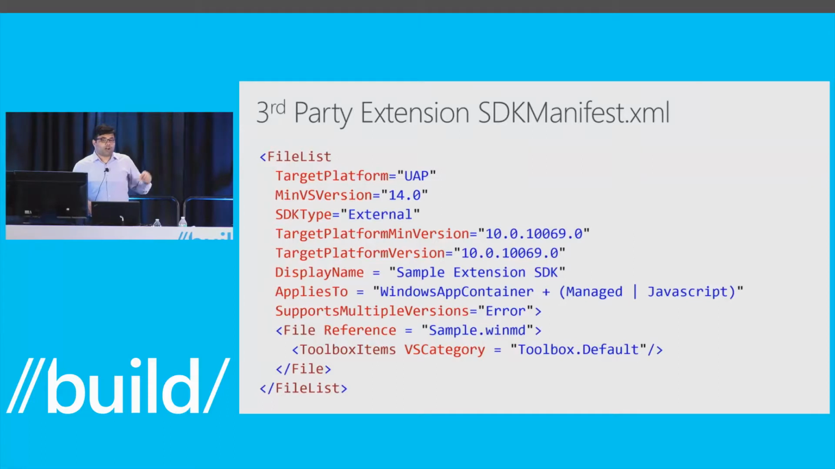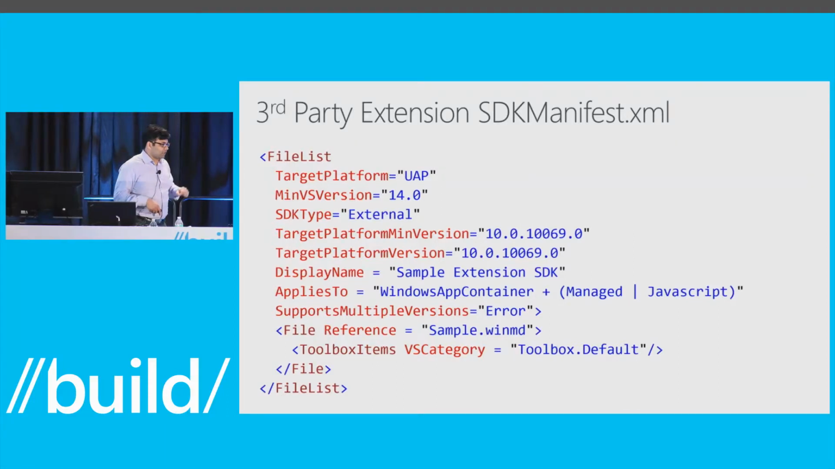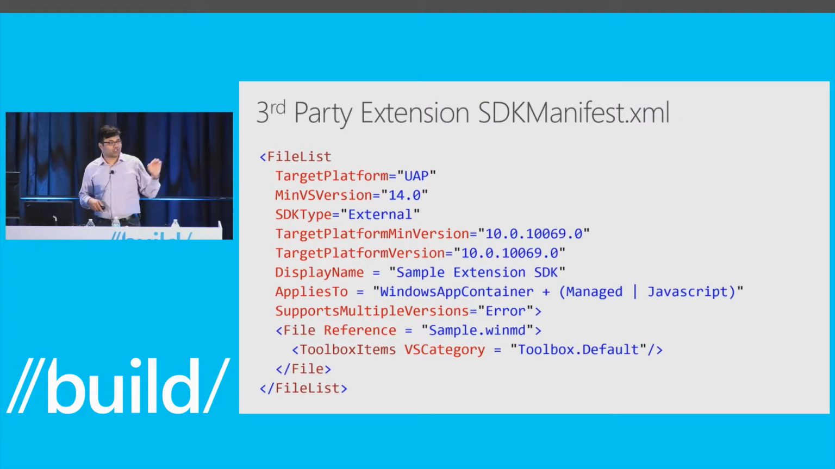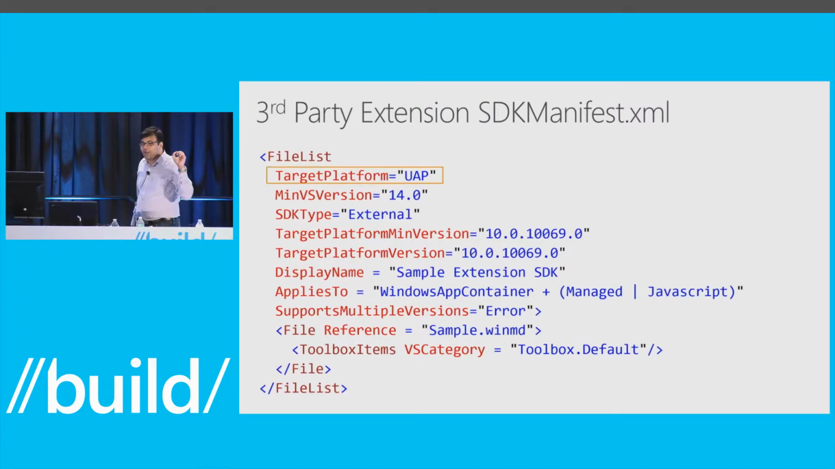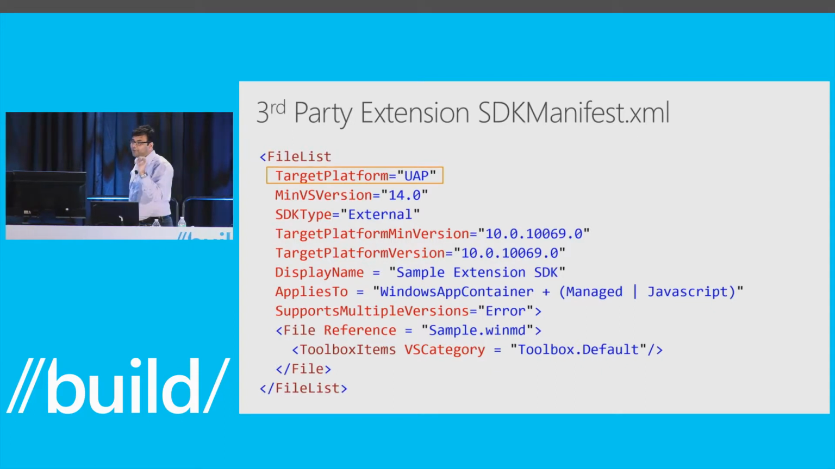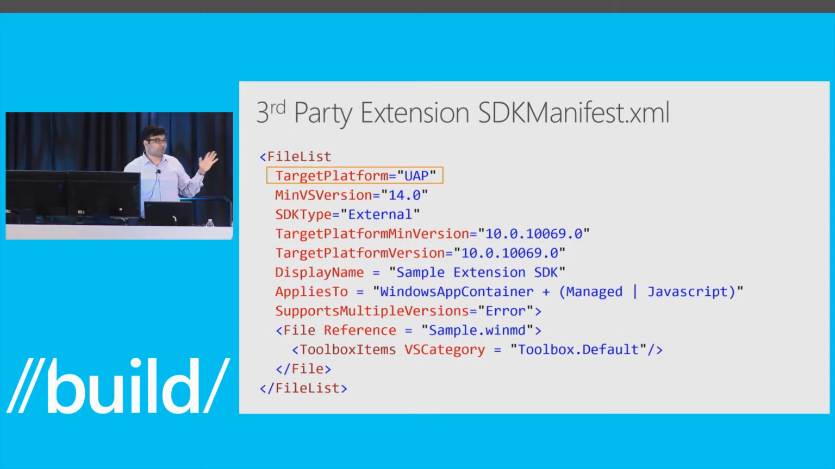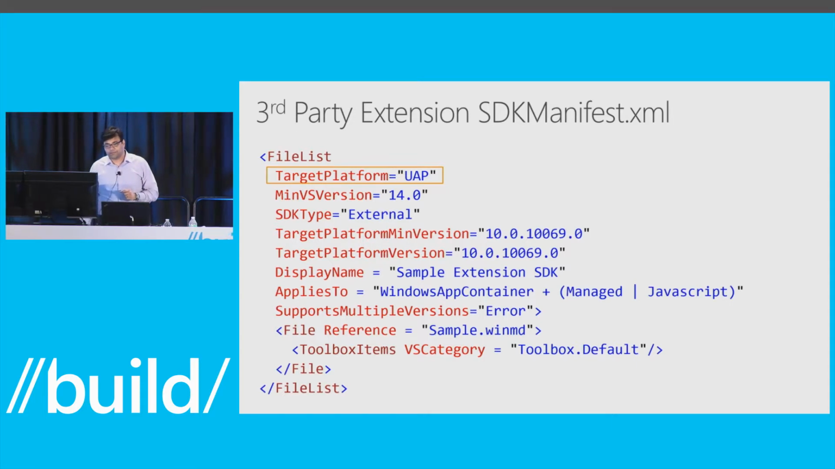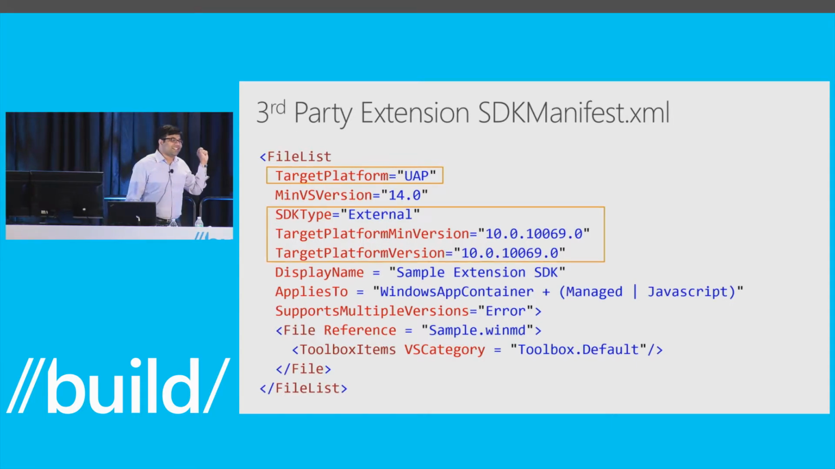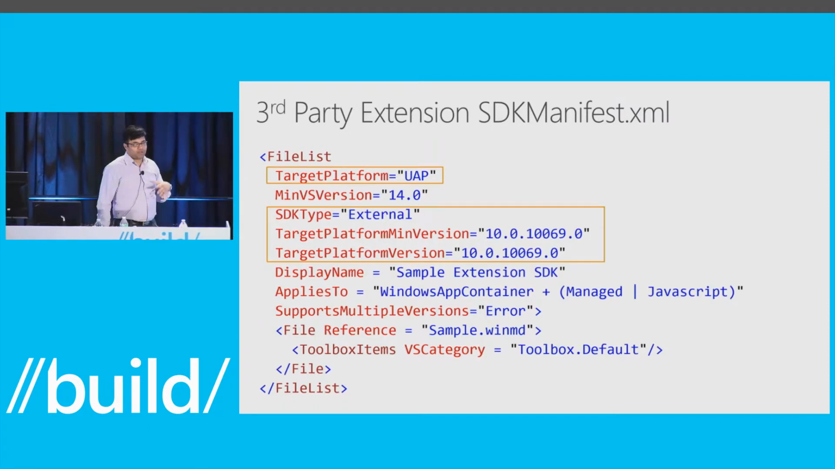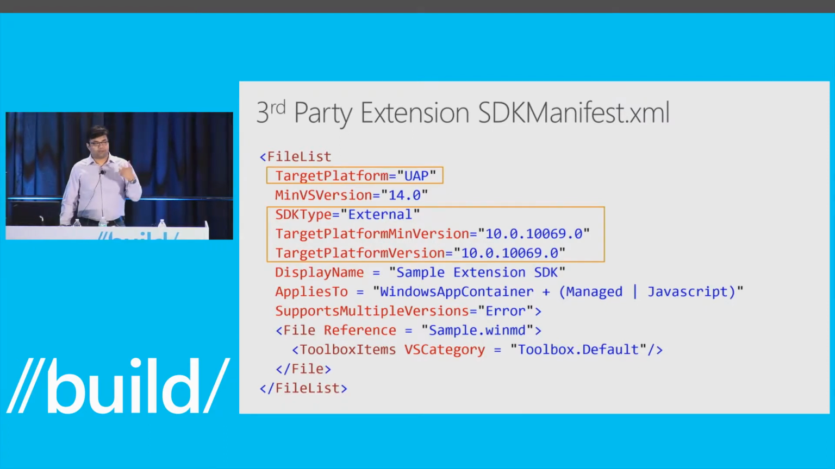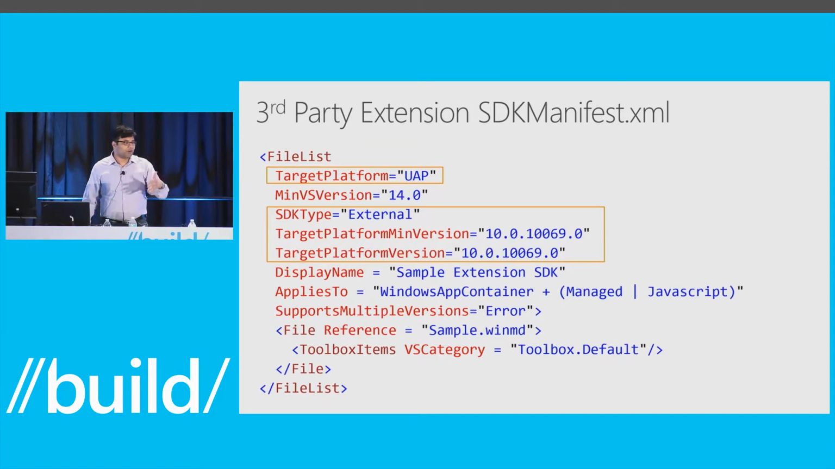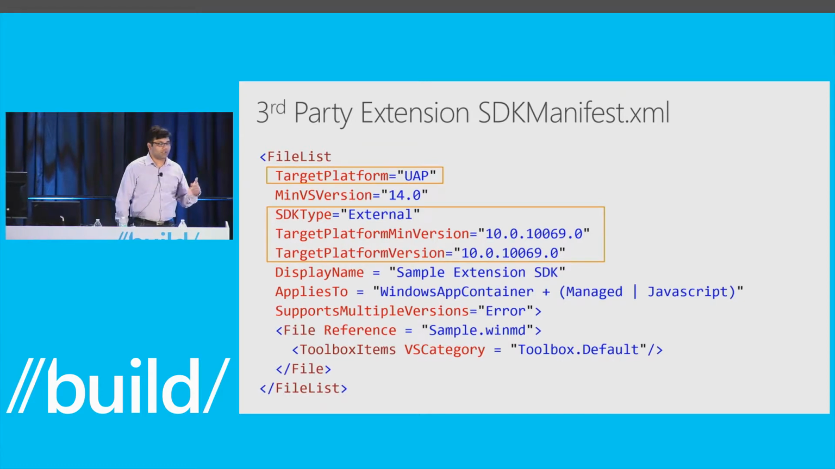I want to briefly talk about the SDKManifest.xml because we have changed certain properties here. So if you are authoring an extension SDK, this will be useful to you. You need to mention that target platform is equal to UAP. What UAP stands for is Universal Application Platform. You need to make sure the SDK type is marked as external. The other values for the SDK type are platform, which is used by the device family extension SDKs, or framework, which is used by frameworks like CRT and so on.